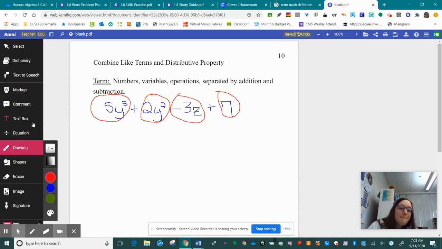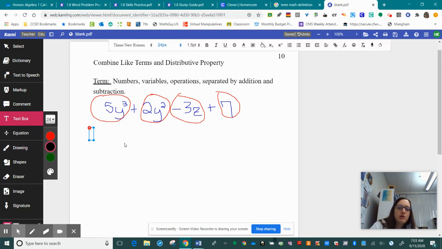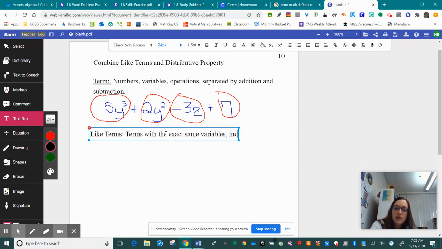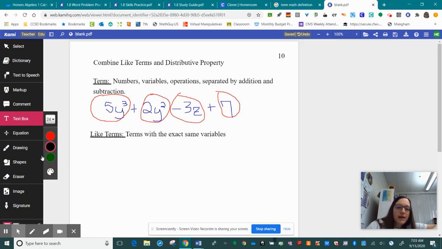So our goal is to combine like terms. Well, what are like terms? Great question. Let's add another vocabulary word. Like terms are terms with the exact same variables. I don't want to put including. We'll just talk about what that means.